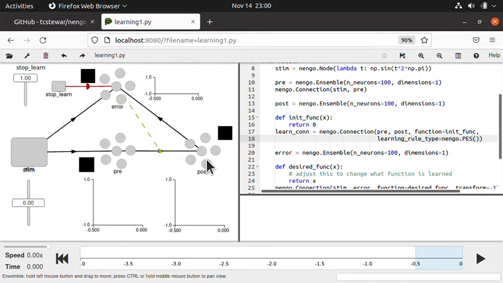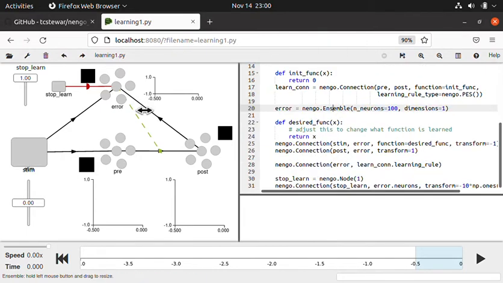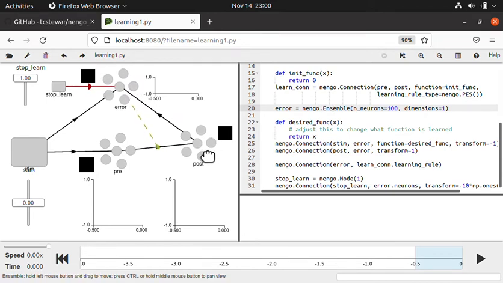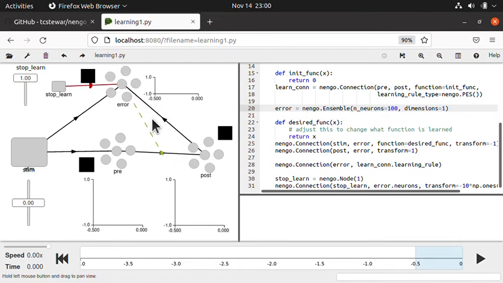But in order for that learning rule to work, I need to have something that feeds in an error signal. And I'm going to use another group of neurons to encode that error signal. So here's a group of neurons that's going to be representing my error. What we're going to do is take whatever was in this group and pass it into here, just with an identity function. So that is this connection here, passing from post to error.